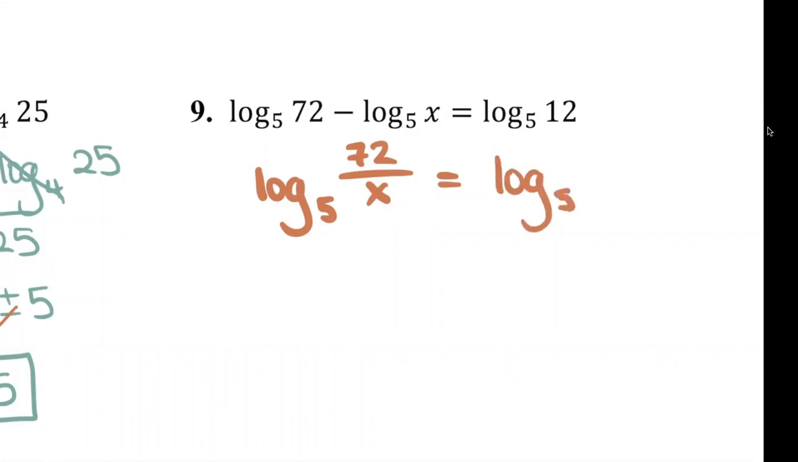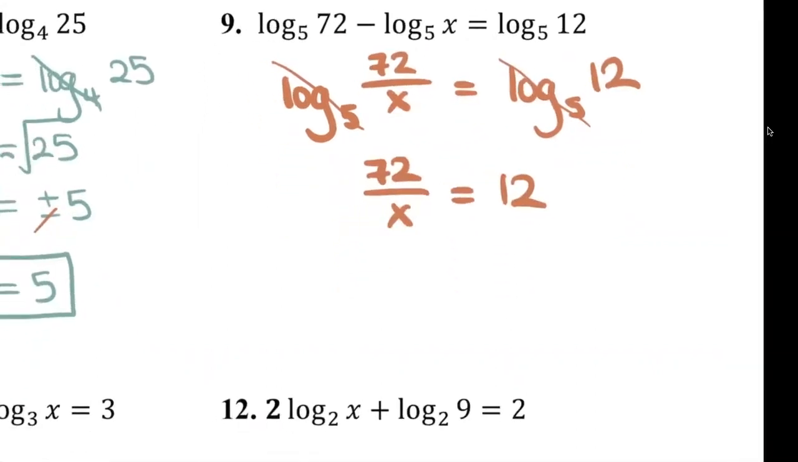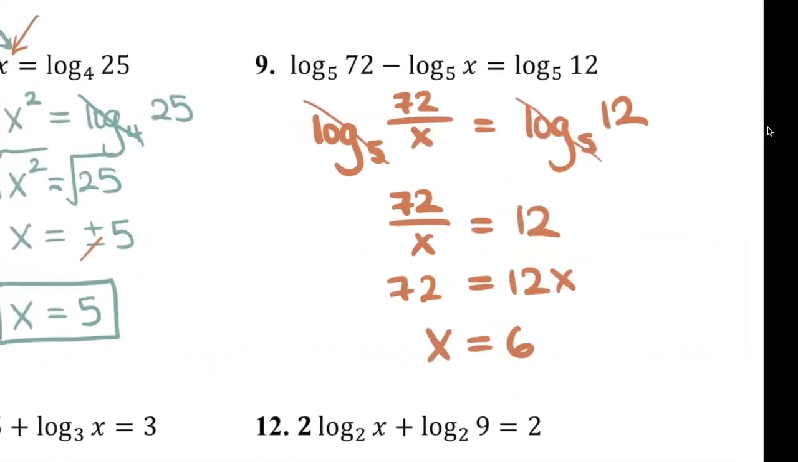Right-hand side, I have log base 5 of 12. I can set the arguments equal to each other, and I get 72 over x is equal to 12. Multiply x on both sides, and I get 72 is equal to 12x. Divide by 12, and I get x is equal to 6. Double check it doesn't make any arguments negative, and it looks like we're okay. All right, so x is equal to 6 is my final answer.